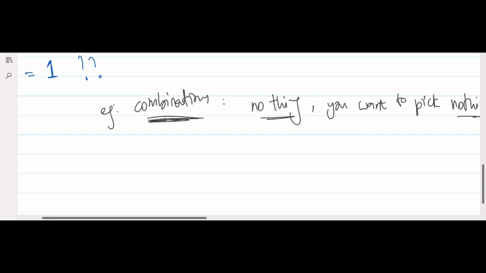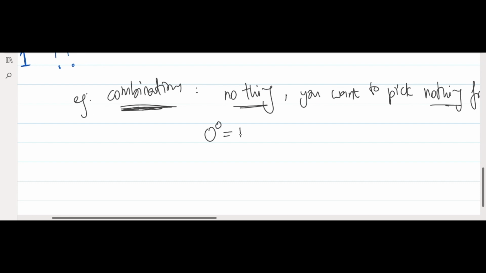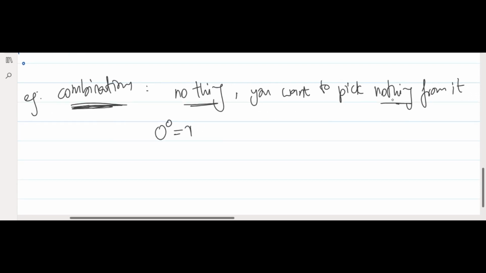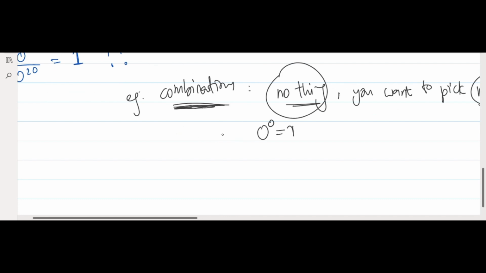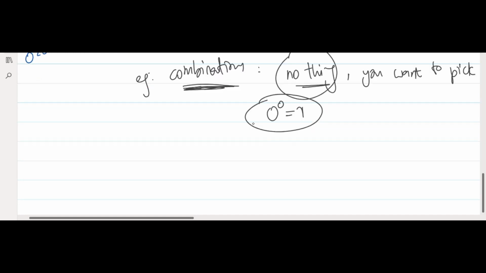So, in how many ways can you pick nothing out of nothing? There is only one way, which is just picking nothing. You can just decide to choose nothing, and that is one abstract way, right? So that is an example where 0 to the power 0 is useful.